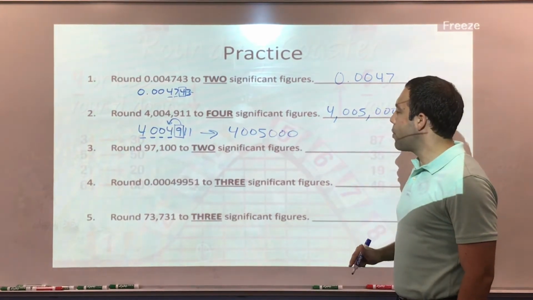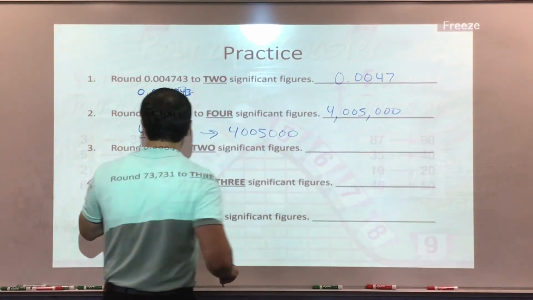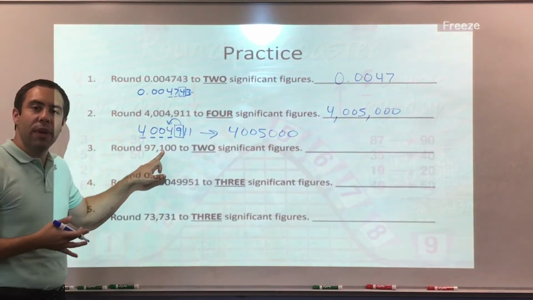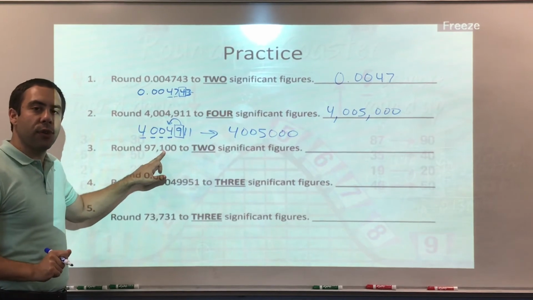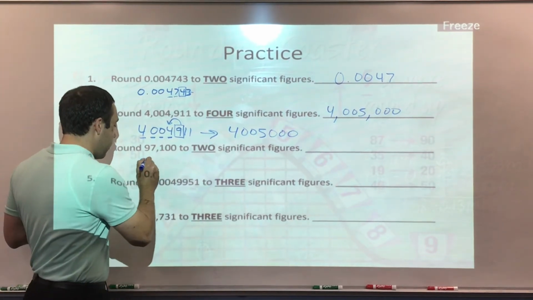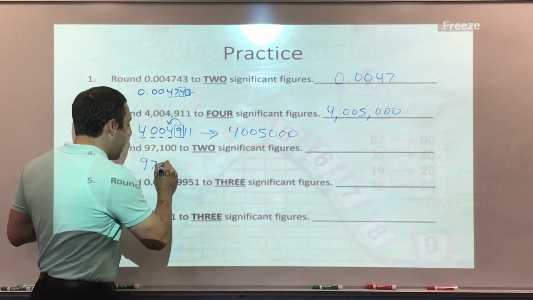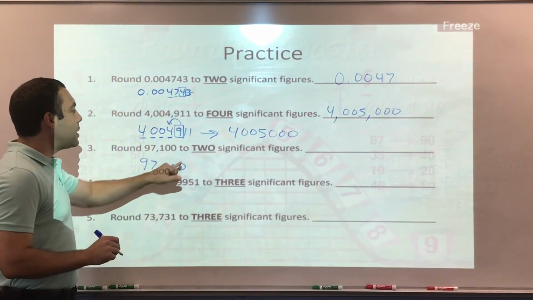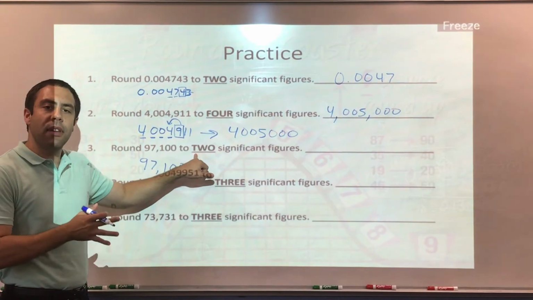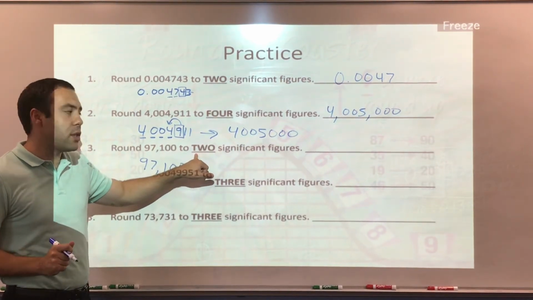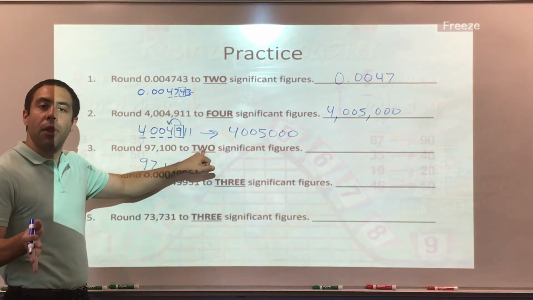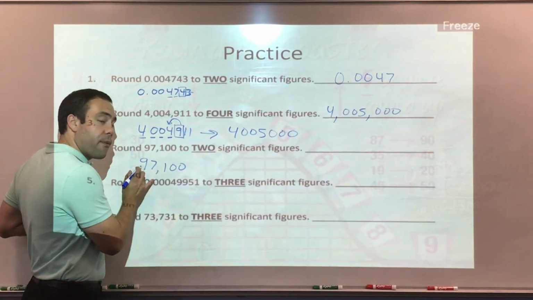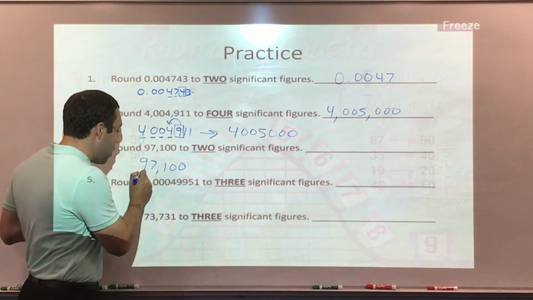For question number 3, we have 97,100, and we need to round that to 2 significant figures. Step 1, rewrite the number, 97,100. Step 2, determine how many significant figures should be in the final answer. 2. Then we underline, starting with the first significant figure, which is the 9, 1, 2.